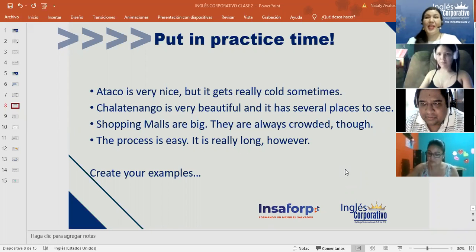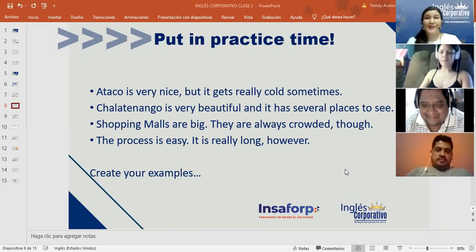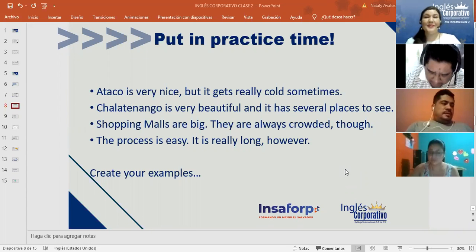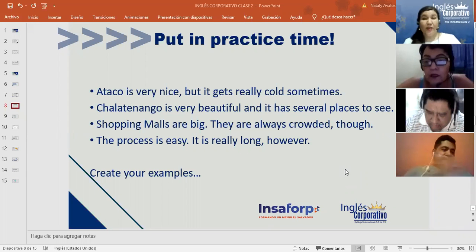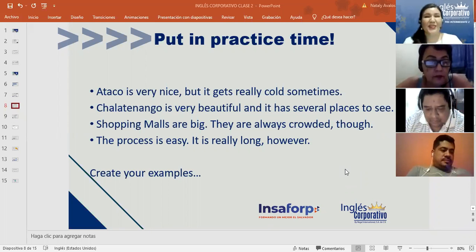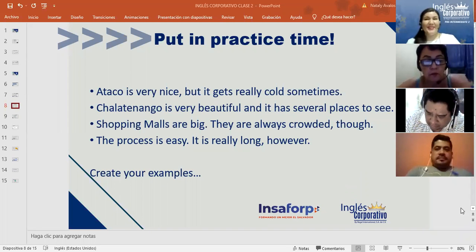I completed, teacher. Go ahead. Can you give me one example, please? Santa Ana is a beautiful city and has the best church of Central America. Very good job. Right? Me, teacher. Okay. Go ahead. Can you give me one example? Chalatenango is a great city and has beautiful woods. Very good. Beautiful woods. I love the woods in Chalatenango. They are very nice. Someone else?